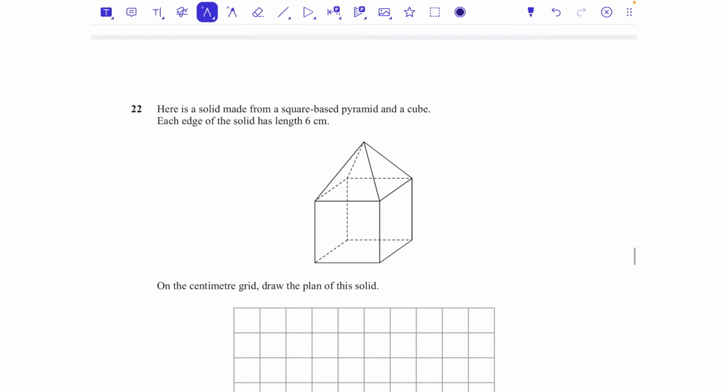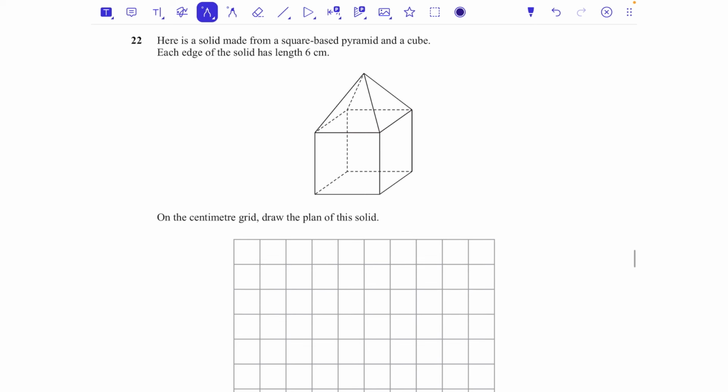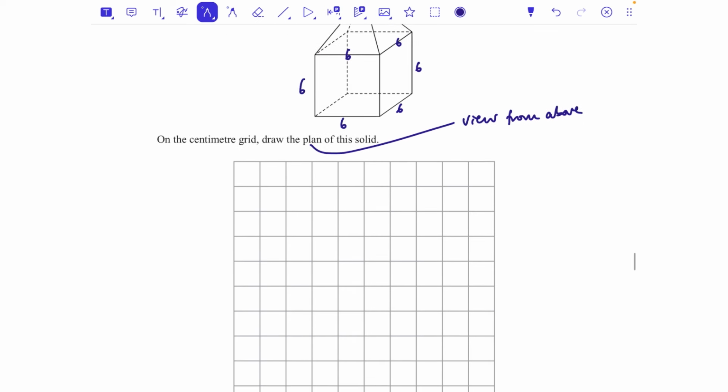Okay, question number 22. Here is a solid made from a square base pyramid and a cube. Each edge of the solid has length of 6. So that's 6, that's 6, everything is 6. On the centimetre grid, draw the plan of this solid. So the plan is the view from above. What would that look like from above?